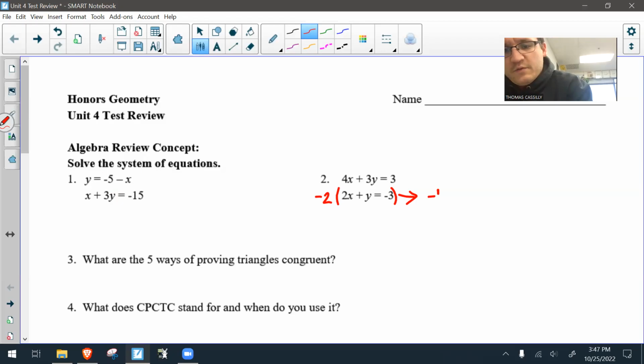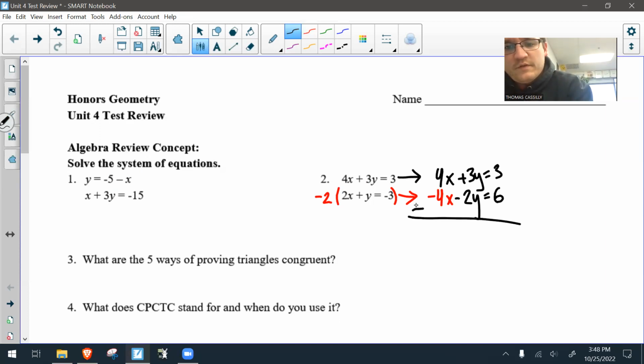Because when I do that, I end up with -4x plus, we have to be careful, not plus, but a negative, so that'll be minus 2y. That's going to equal positive 6. All right, now the top one didn't change at all. So we have 4x plus 3y that equals 3. All right, and now we're good to go. We can add those together. Sorry about the miscolors, but get over it.